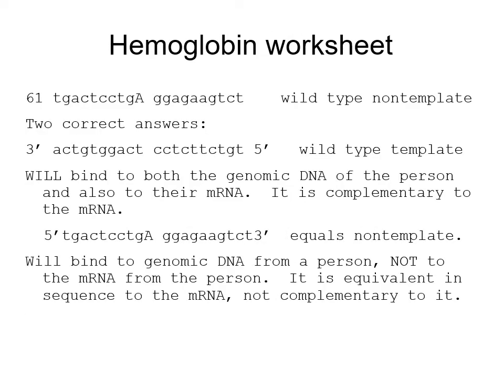So this is the same thing. To detect the wild type, there's two correct answers. Same thing, right? So let's look at the RNA and explain why that is true, right? You don't want to write the non-template sequence because that will be equivalent to the RNA, not complementary to it.